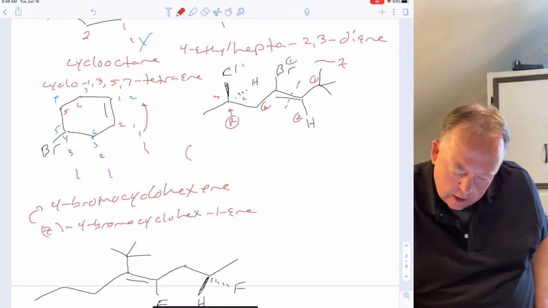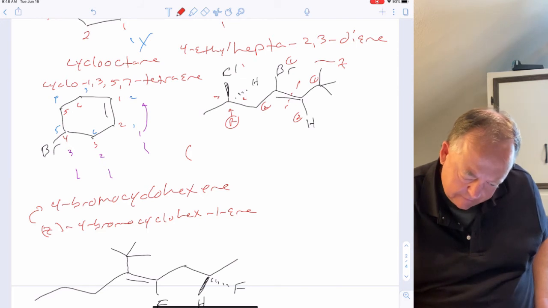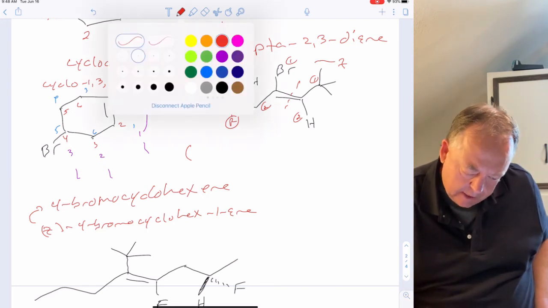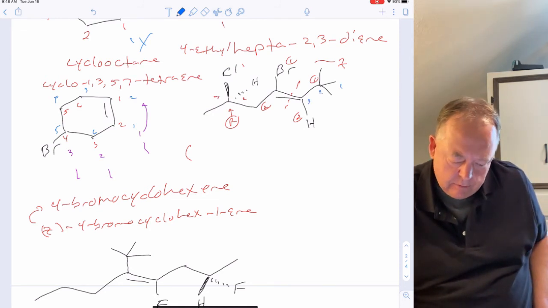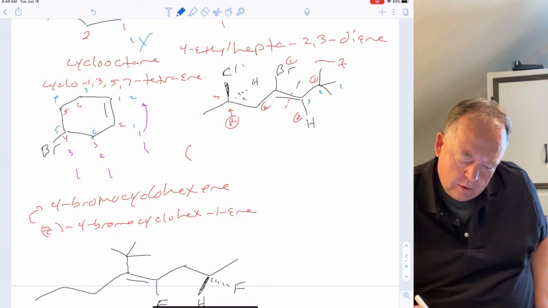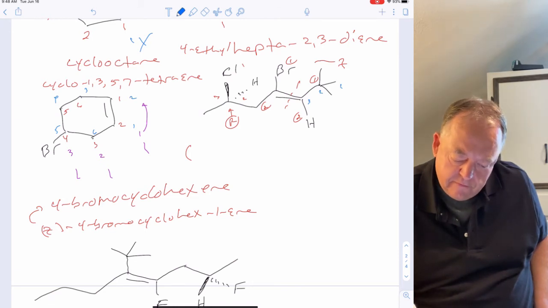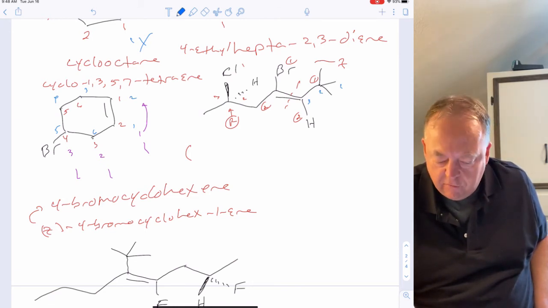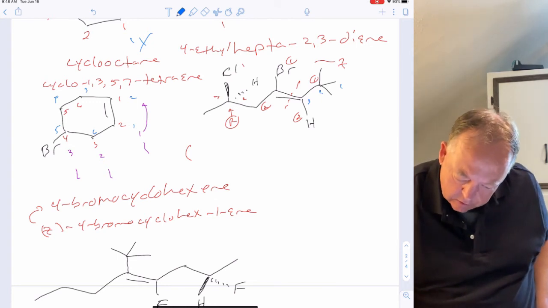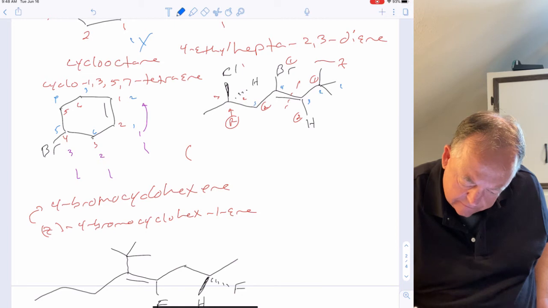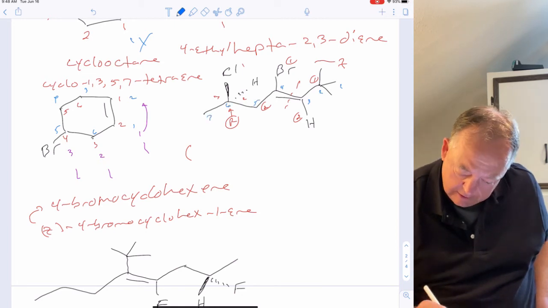So where are we going to number this from? So let's decide left or right. So we want to keep the alkene as low as possible. So 1, 2, 3. If we number from the right, the alkene's at number 3. If we number from the left, it would be 1, 2, 3, 4. It would be at 4. So we're going to number from the right to keep the alkene as low as possible. So this is carbon 4, 5, 6, and 7.